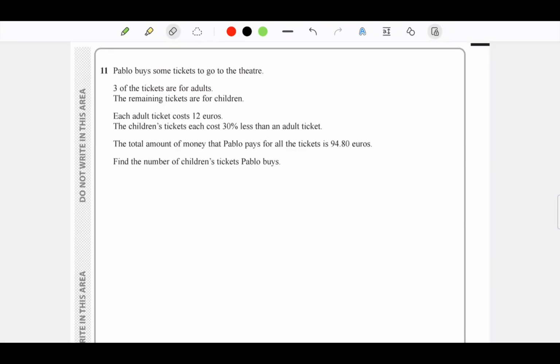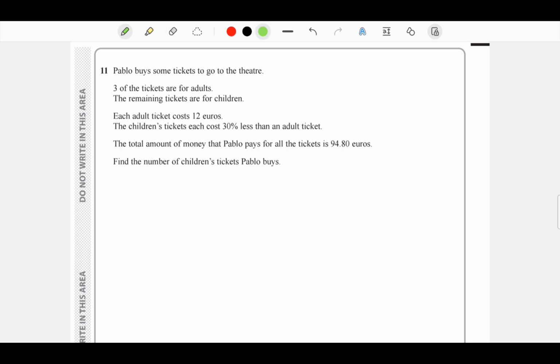Pablo buys some tickets to go to the theater. 3 of the tickets are for adults, the remaining tickets are for children. Each adult ticket costs 12 euros. The children's ticket each costs 30% less than an adult ticket. The total amount of money that Pablo pays for all the tickets is 94.80 euros. Find the number of children's tickets Pablo buys.